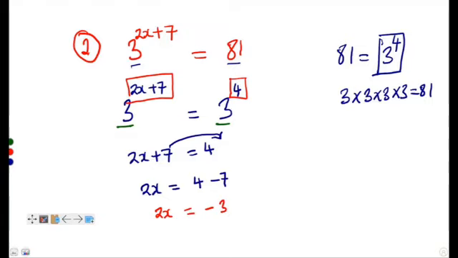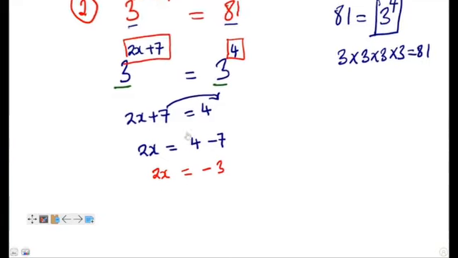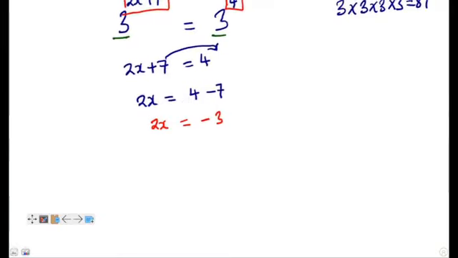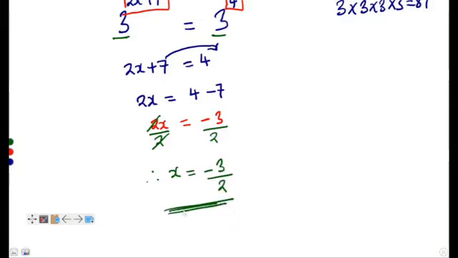From here, we want to find the value of x. We are going to divide both sides of the equation by 2, so that this 2 and this 2 cancel. We say therefore x is equal to negative 3 over 2. So this is our answer. I hope it's clear. We can now continue and look at another example.